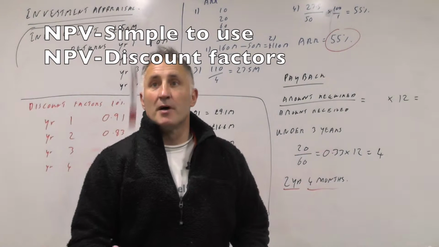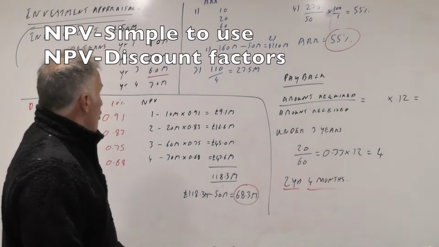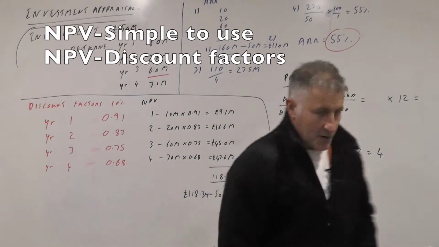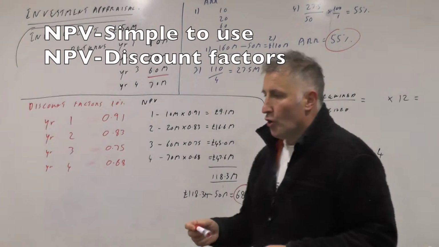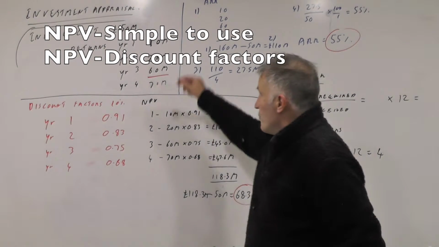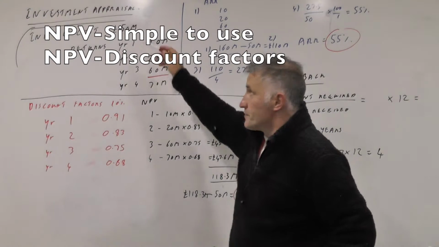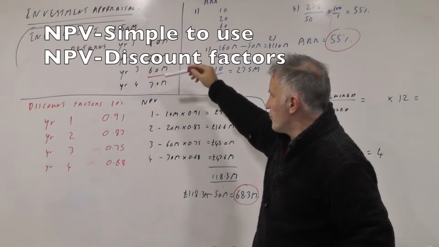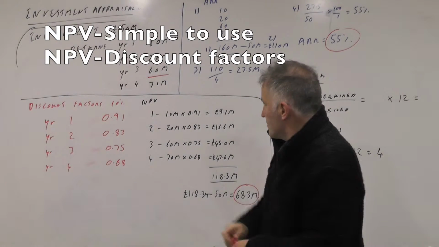Okay, this is lesson number 16, and here we've got an example of investment appraisal. What I said I'd do now is show you the three different techniques all on one page. So here we've got investment appraisal. The initial cost is 15 million quid, and then in year one we get 10 million, year two 20 million, year three 30, year four 70 million pounds.